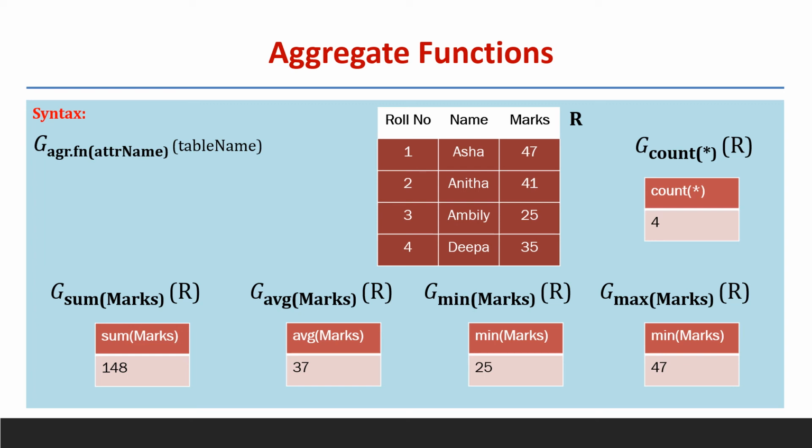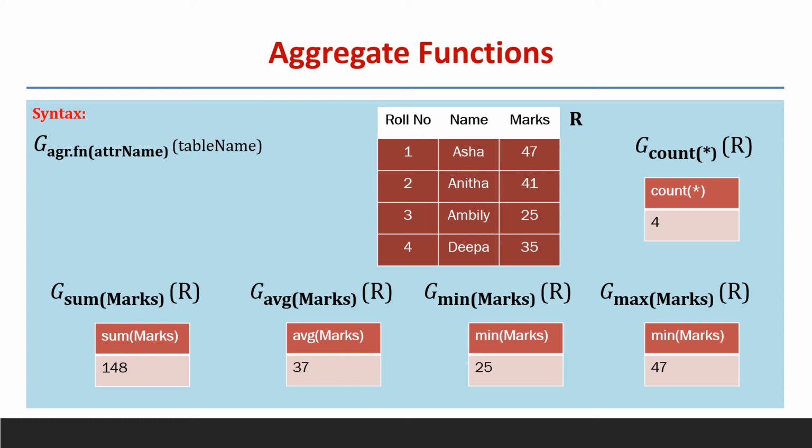Here we have a table called R with three attributes: roll number, name and marks. If you want to find the sum of marks of all the students, we can do that with the help of the aggregate function sum. So the expression is G sum of, the attribute name is marks, right? So the sum of marks from the table R. G sum of marks of R will return a single summarized value.